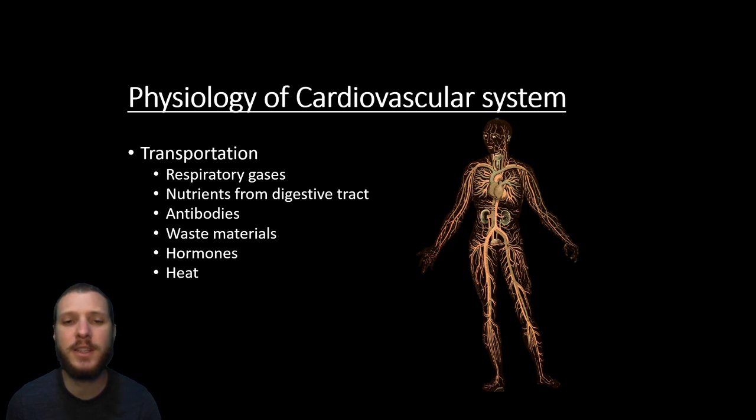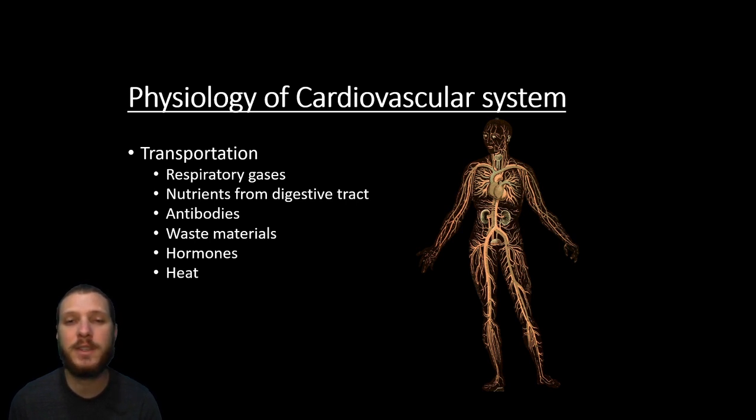So for the physiology, there are going to be three main components. Obviously, the first one is going to be transportation. Blood's going to carry around oxygen and carbon dioxide, so we're going to call those respiratory gases. It's going to deliver nutrients that we receive from the digestive tract. We're also going to use it as part of the immune system to protect the body, so it's going to transport antibodies or white blood cells.